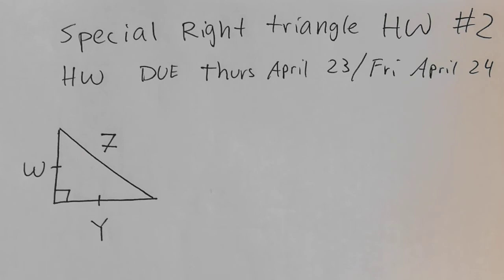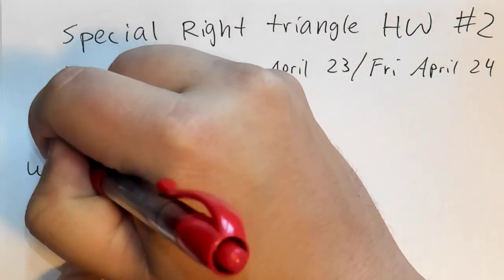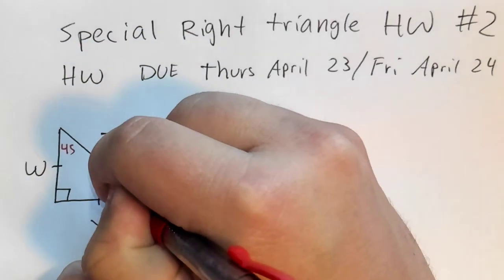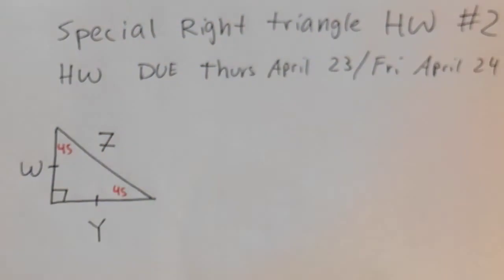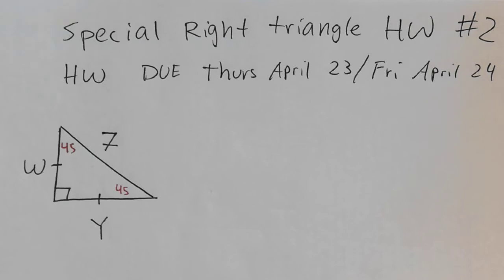What I want you to realize is it is a special triangle, and it is special for two reasons. Number one, it is a right triangle, so it's a special right triangle. But because we know that the side with w and the side with y are the same, that means this is a 45 and this is also a 45. So check that for sure, that it's a 45, 45, 90 triangle.